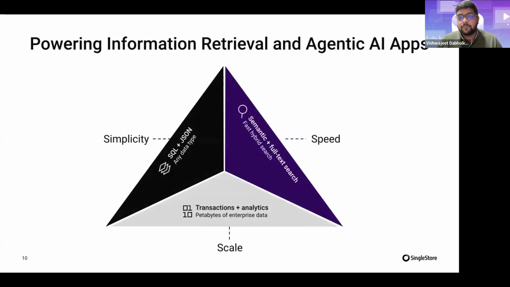Let's talk about the simplicity, speed, and scale of SingleStore. As I said, SingleStore supports any data type, right? We can store JSON, we can store vectors also, right? The best thing about JSON is, you can do ETL on the fly. For example, you're ingesting JSON data from S3 to SingleStore.